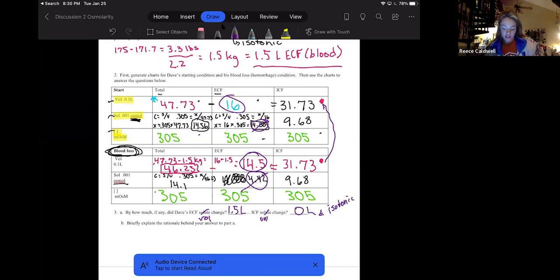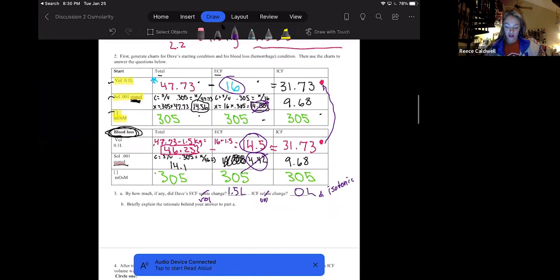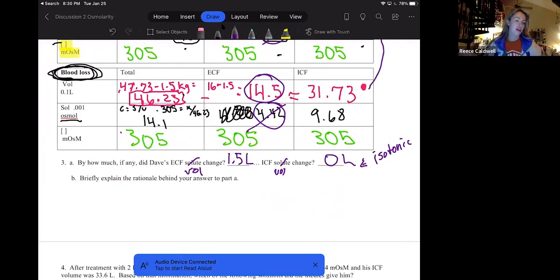So now we're asked to briefly explain the rationale behind your answer to part A. It's not all just a calculation. Let's understand the reasoning behind the calculation. So Dave lost blood. And I remember that I actually made a PowerPoint for this. So I'm going to return to PowerPoint.